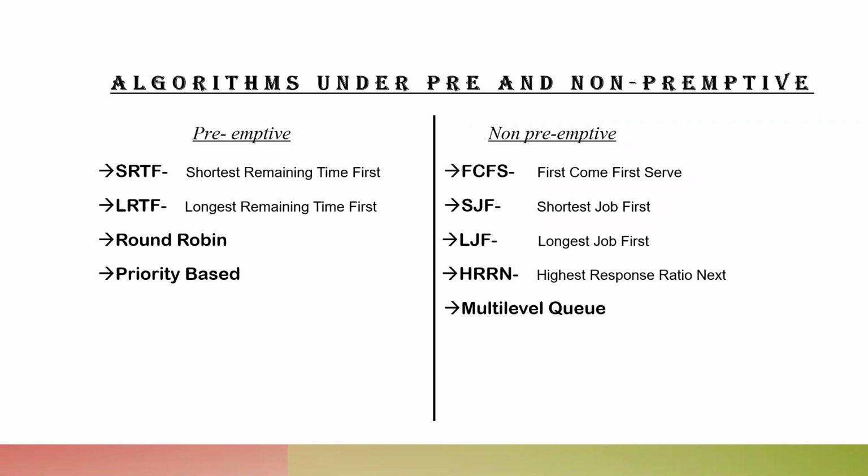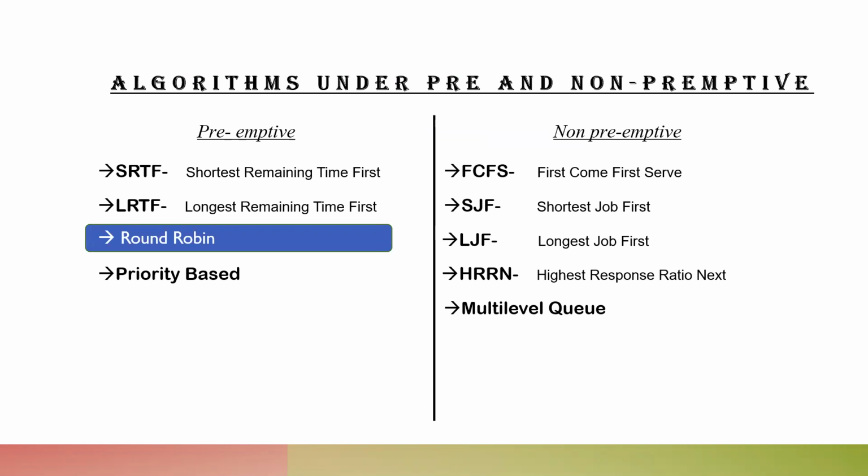And coming to non-preemptive, we have five types. Those are FCFS, that is first come first serve. We can also call it FIFO, that is first in first out. And we have SJF, that is shortest job first, LJF, longest job first, HRRN, highest response ratio next, and then multi-level queue. So these are the algorithms that come under preemptive and non-preemptive. Today we are here to discuss round robin, an algorithm that is listed under preemptive.